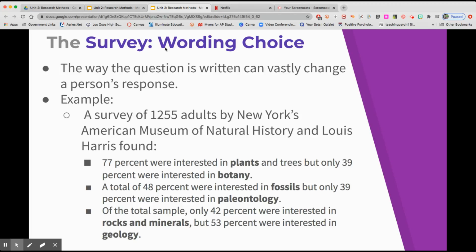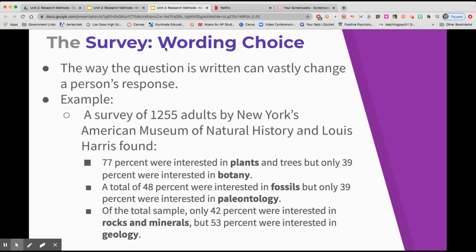This was a real study done of a survey of over 1,200 adults by New York's American Museum of Natural History. And here's what they found. Notice the slight alterations in wording and how it changed the results. So at first, people were asked if they were interested in plants and trees. And when we asked that, 77% of people said yes. But when they changed it to, are you interested in botany, which you may know is the study of plants and trees, only 39% of people said they were interested.